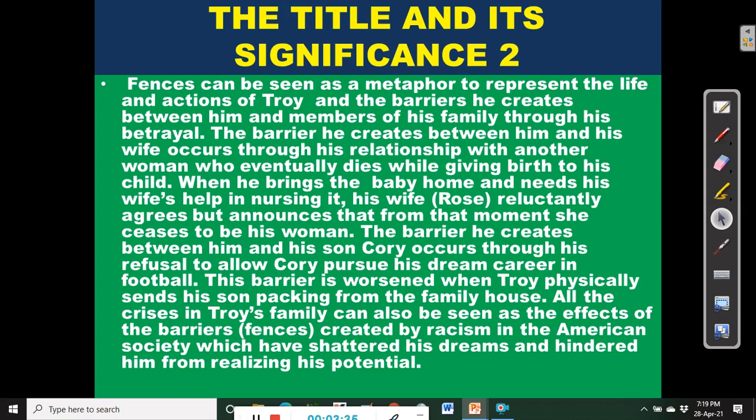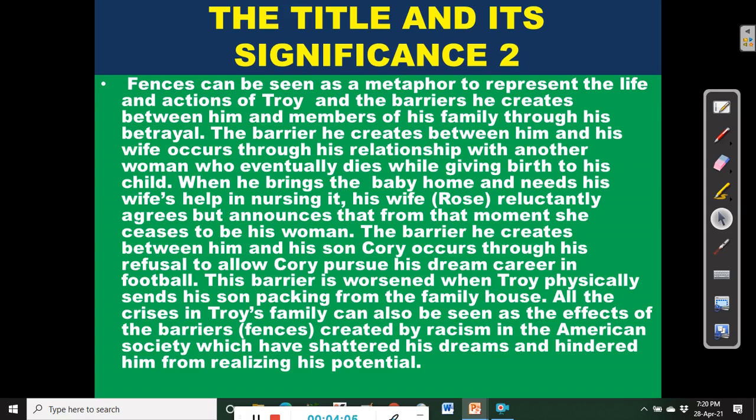That means from that moment onwards, Rose distances herself from Troy. That the intimate relationship between husband and wife stops from that moment. So it's like a kind of fence is built between them. A barrier is formed between them. And that was caused by Troy's betrayal.